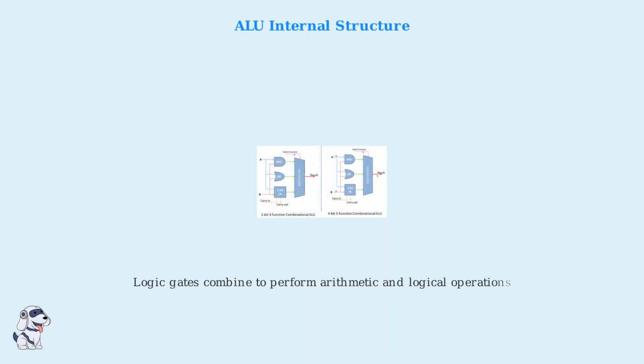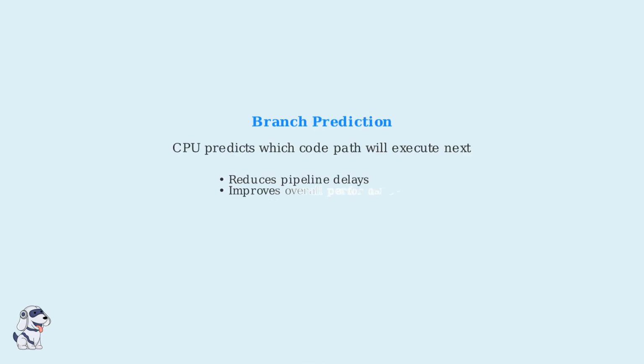The ALU itself is a complex component made up of logic gates that can perform different operations. Here we can see how ALUs are constructed using basic logic components. Branch prediction is another important technique where the CPU attempts to guess which path of code will be executed next. This reduces delays and keeps the pipeline flowing efficiently.